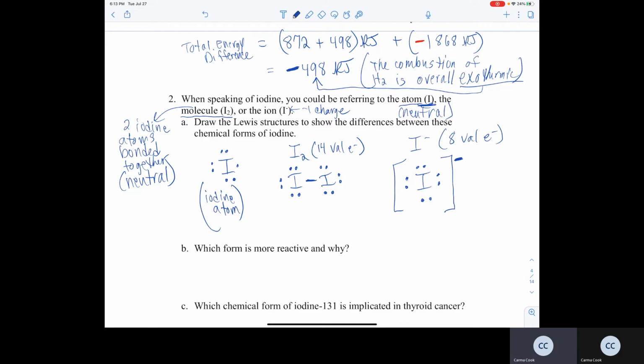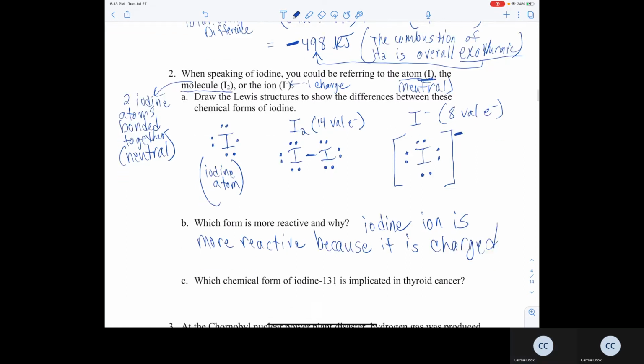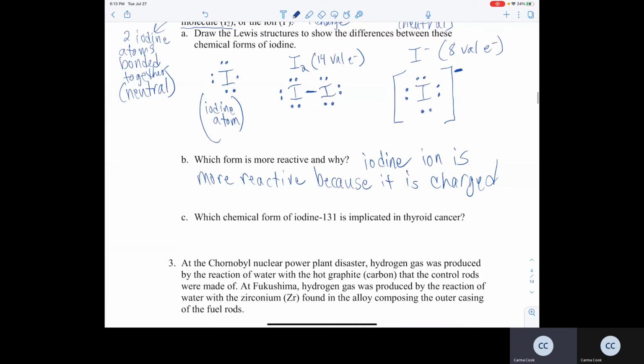The one that's more reactive is the iodide ion. Why is it more reactive? Because it is charged. The iodine-131 that's implicated in thyroid cancer, that's the atom.